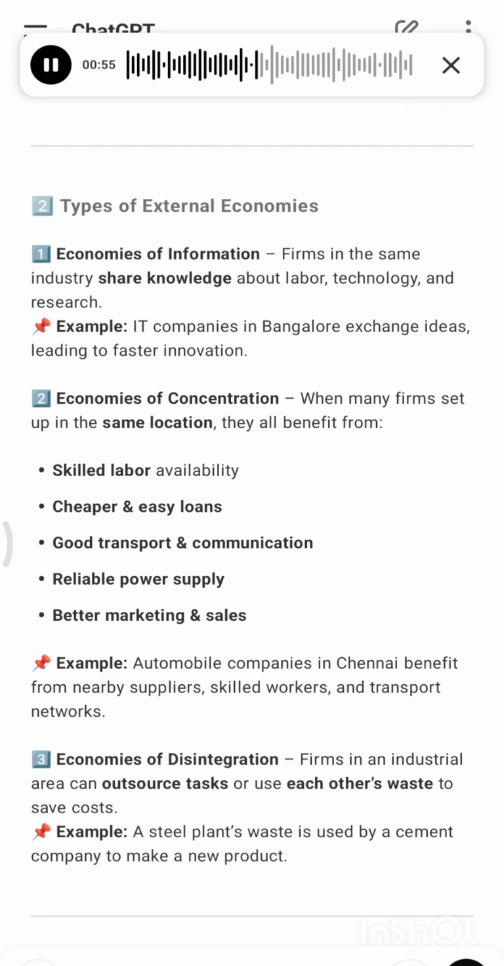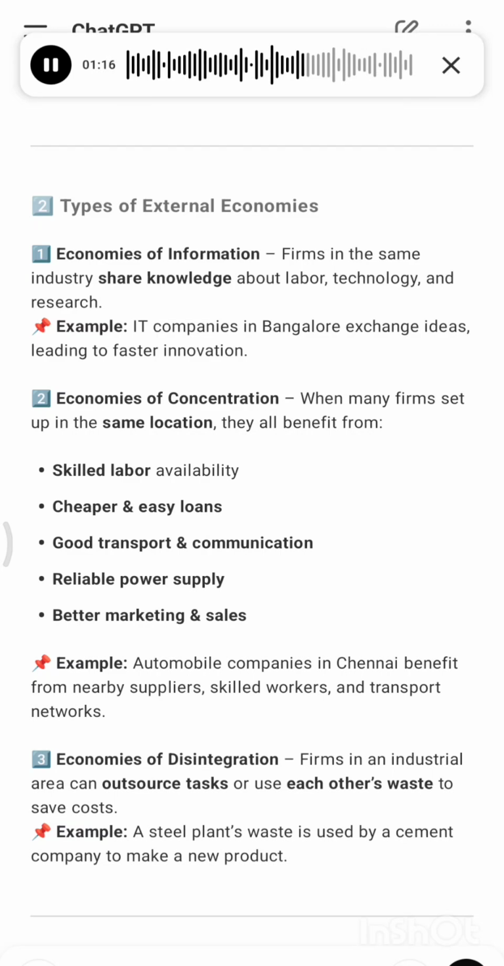Automobile companies in Chennai benefit from nearby suppliers, skilled workers, and transport networks. 3. Economies of disintegration. Firms in an industrial area can outsource tasks or use each other's waste to save costs. Example: a steel plant's waste is used by a cement company to make a new product.